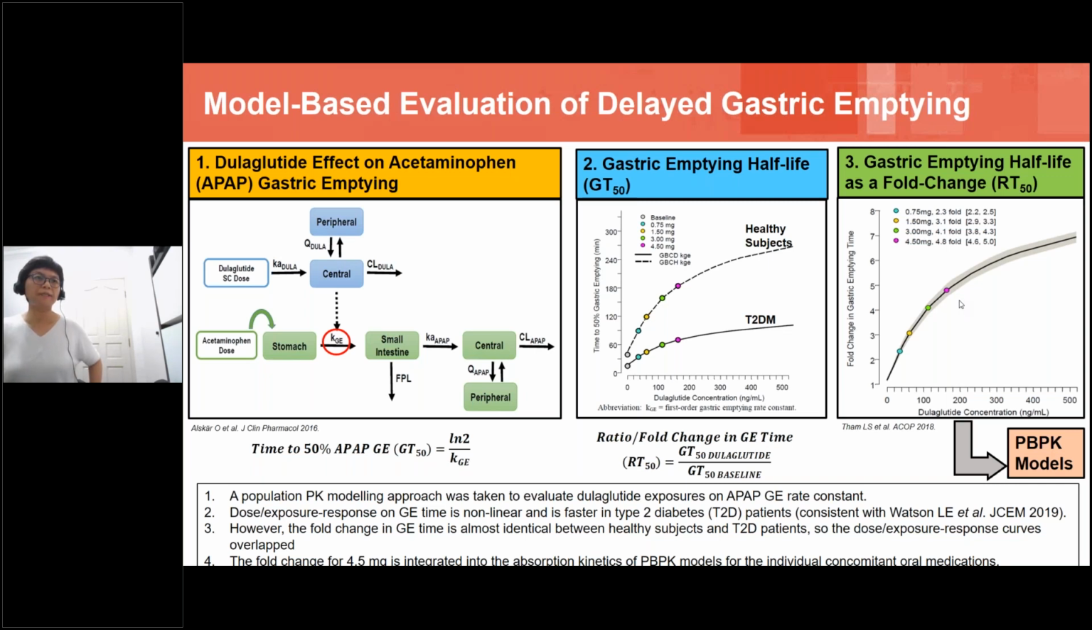So the fold change actually was the same for type 2 diabetics and healthy subjects, despite the difference in the actual gastric emptying times. And therefore, this fold change was dose dependent, and taking the 4.5 milligram dose, where the fold change was close to about 5-fold, which is probably the worst case scenario, we took this value and then implemented this into the gastric mean residence time in the individual PBPK models of the commonly administered oral medications.